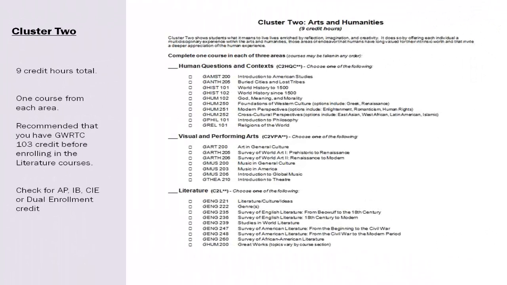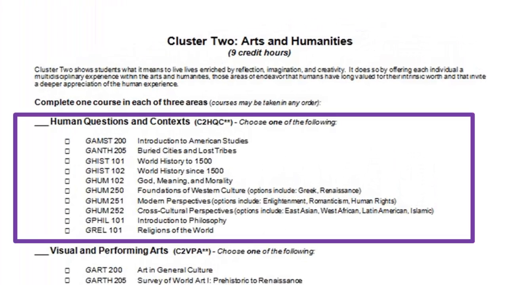Cluster 2 introduces you to the arts and humanities and what it means to live lives enriched by reflection, imagination, and creativity. There are 3 course requirements in Cluster 2. The first area deals with the human questions and contexts, whether it is through history, exploring different cultures, different religions, or in-depth exploration of different philosophical thinking.